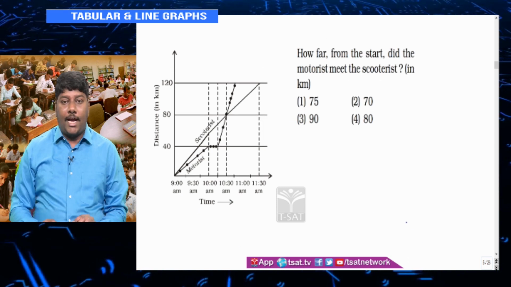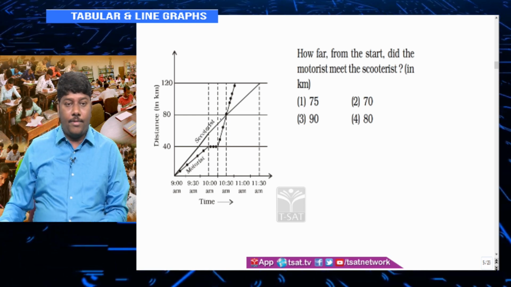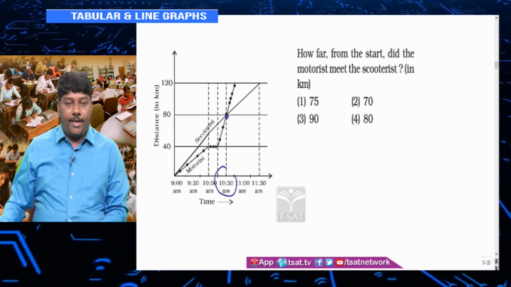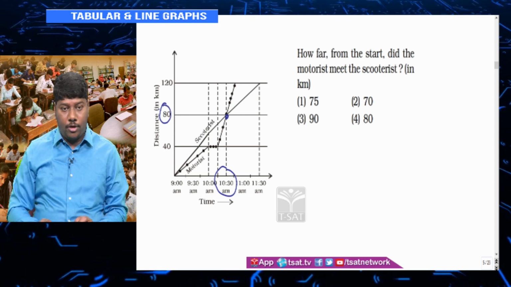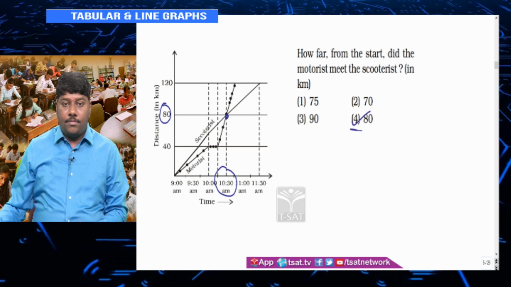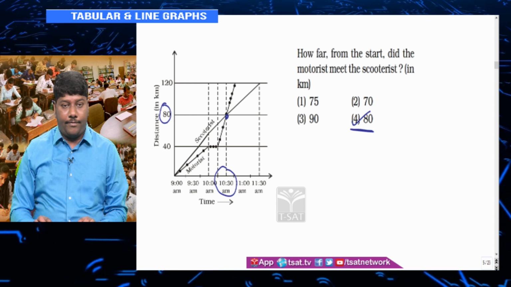How far from the start did the motorist meet the scooterist? So how far from the start means when they meet. They actually met at 10:30 a.m., and they have actually covered 80 kilometers. Both of them covered 80 kilometers and they met at 10:30. This line graph was actually very simple to understand.